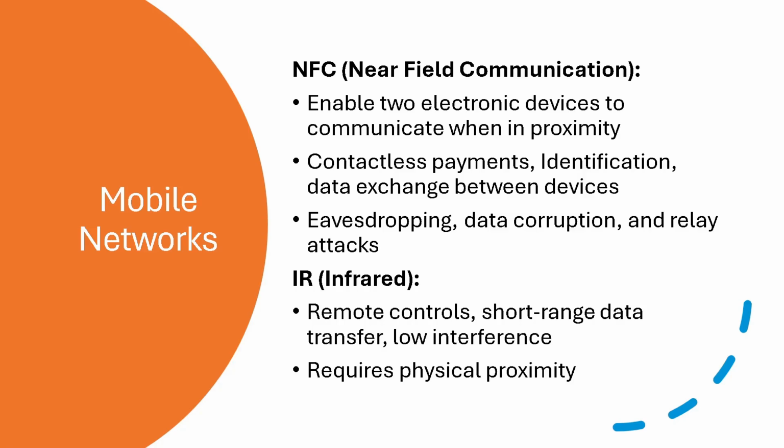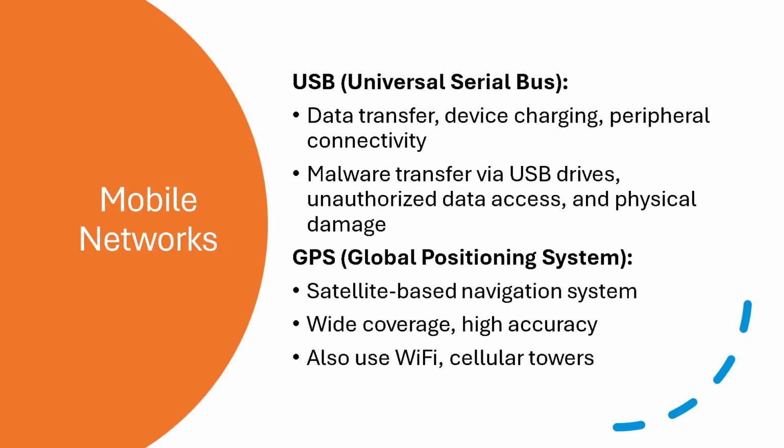Infrared or IR. IR is often used in remote controls where we need short range data transfer with low interference. Infrared also requires physical proximity with the device.